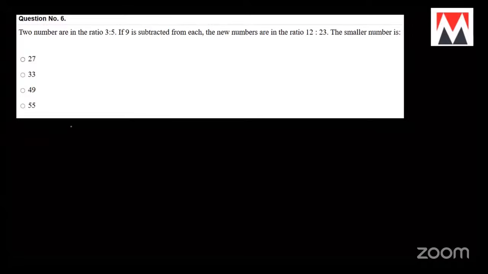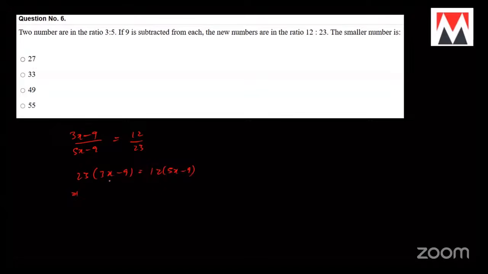So there are two numbers in the ratio 3 is to 5. So you have 3x and 5x. That being subtracted with 9. Okay. So it is 5x minus 9 equal to 12 by 23. So what do you have? You can solve it. So 23 into 3x minus 9 equal to 12 into 5x minus 9.